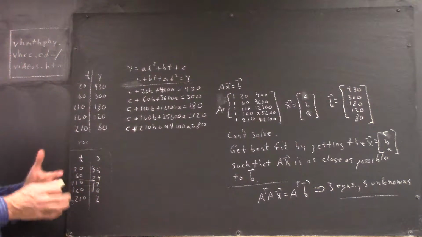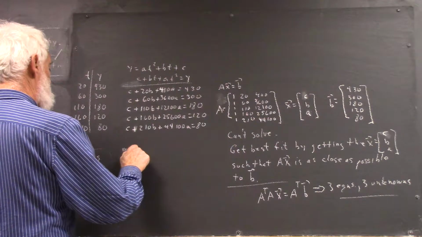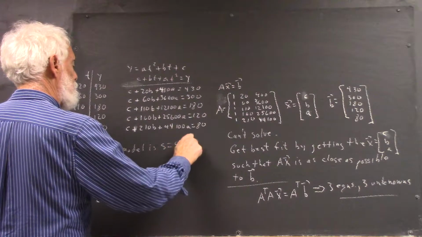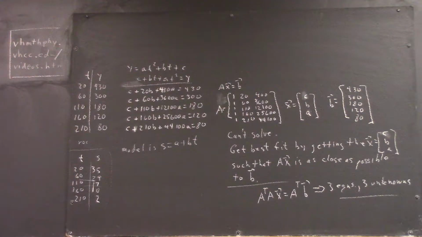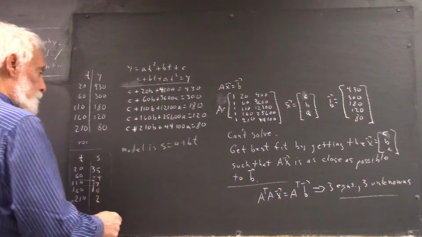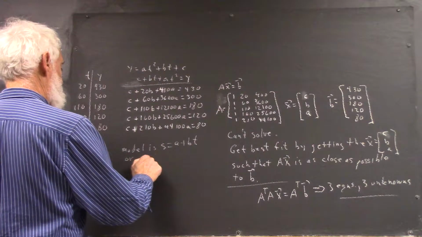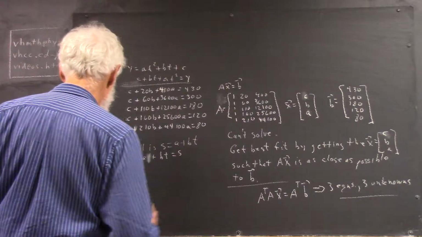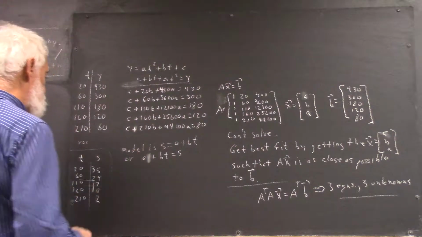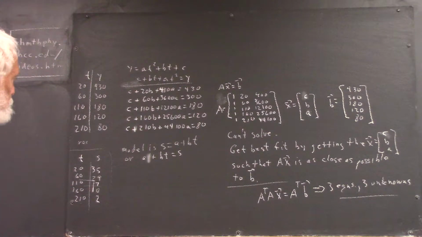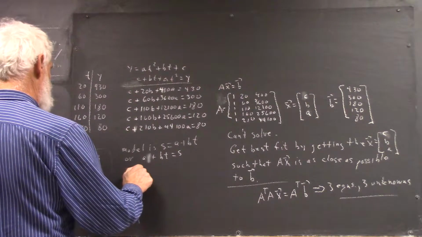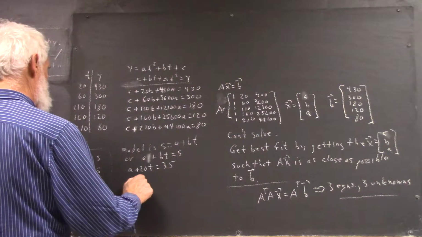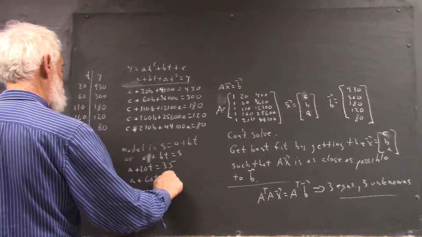Okay, now you're going to be given the model S equals A plus BT. So you take your data, or A plus BT equals S, and that's the order we're going to do it in. So our equations are going to be A plus 20T equals 35, and A plus 60T equals 29.